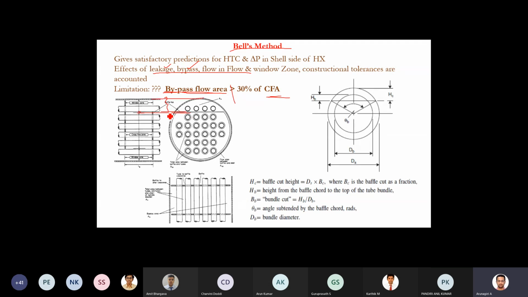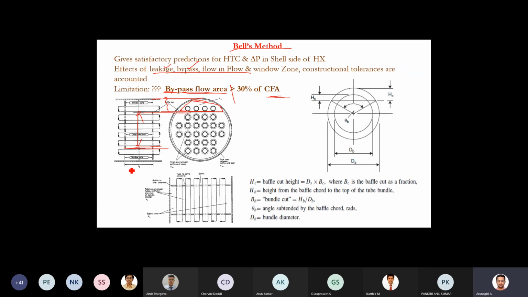This is your tube wall. This is your window zone. These are all the tubes that can be accommodated in the window zone. Here you have the cross flow zone. This zone again is called the window zone. The number of cross flow zones or window zones differ based on the number of baffles. The zone between the tube sheet thickness and the baffle is called the end zone. So we have two end zones. These are the things you should know.